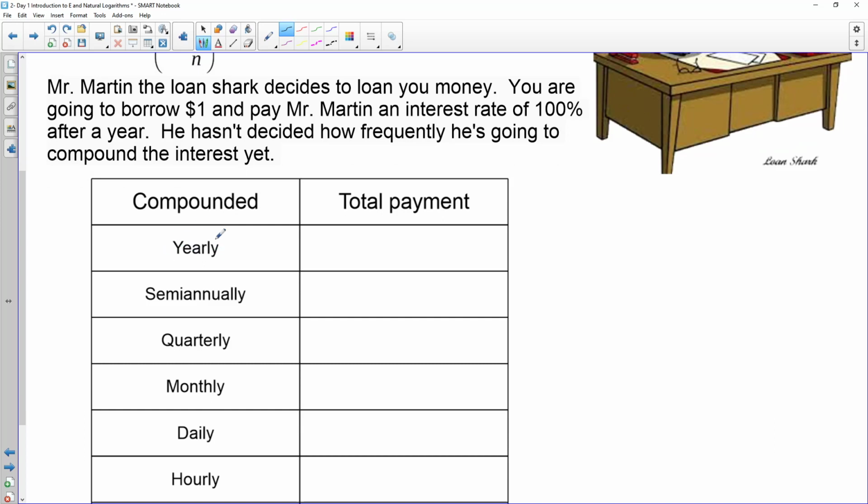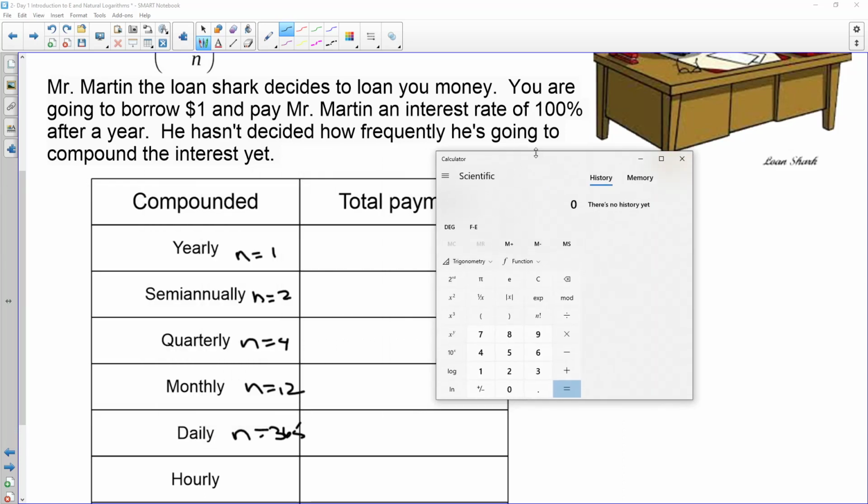If we did yearly, that's going to be an n value of 1. If we do semi-annually, that's an n value of 2, twice a year. Quarterly is an n value of 4. Monthly is an n value of 12. So you can see my n is getting bigger and bigger. Daily is 365. And then here's where things get interesting. If I were to do hourly, I'm going to need my calculator real quick because I have to do 365 days times 24 hours per day, and that's 8,760.